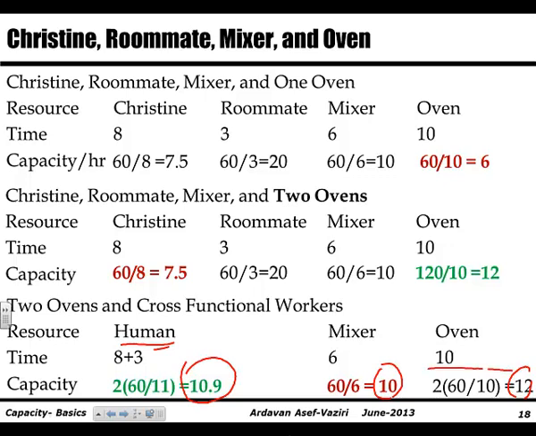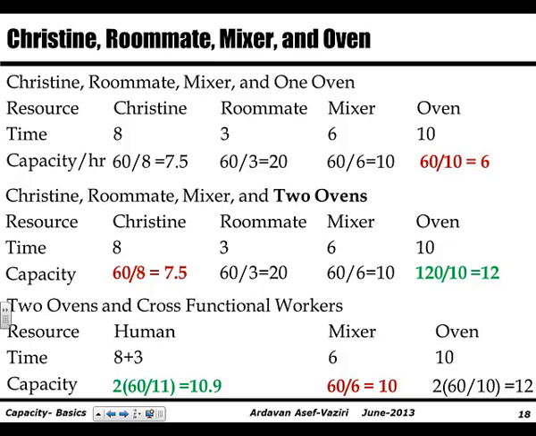Out of these 3, mixer is the bottleneck. Flow time is still 8 plus 3 plus 6 plus 10, which is 27 minutes. Cycle time: each 60 minutes, we can produce 10 units, so cycle time is 6 minutes. Here, because I have only one resource unit, I could see 6 here too. This 6 is the same as that 6.